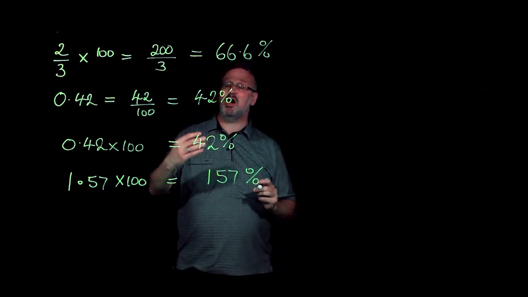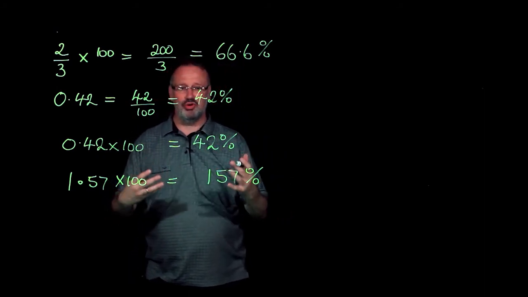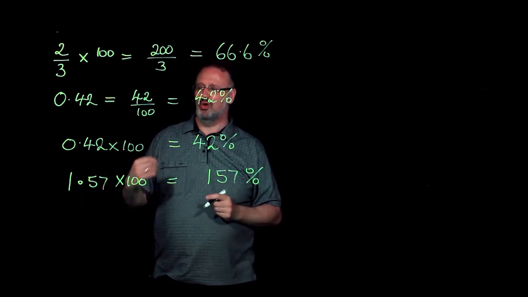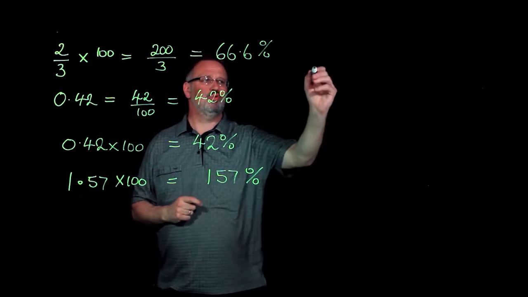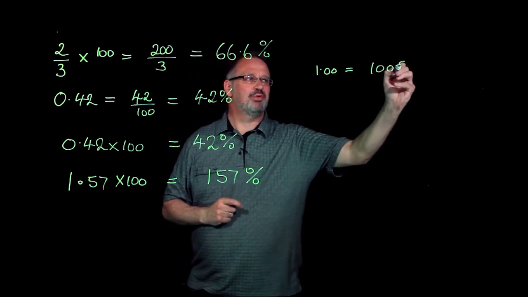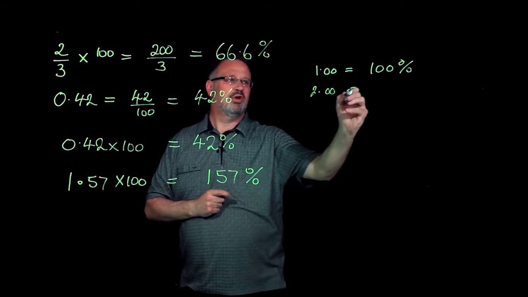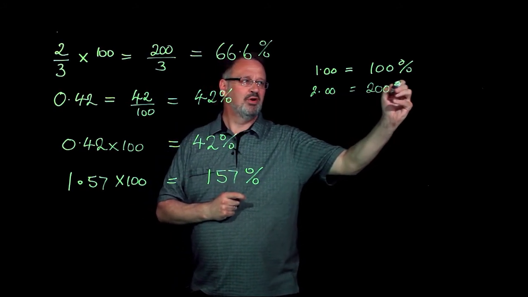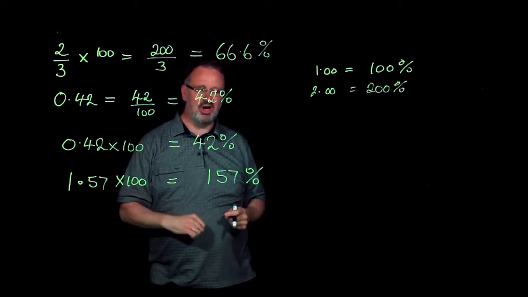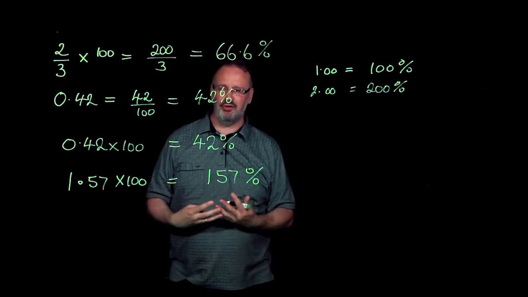And I'm going to get 157%. And what I'm highlighting here is that sometimes our answers can be more than 100, bigger than 100, because the number here to start with was bigger than 1. I just always want you to think about 1 is 100%. So I could say 2 is 200%. So the fact I have 1.57 times 100 giving me 157%, I should not be afraid.